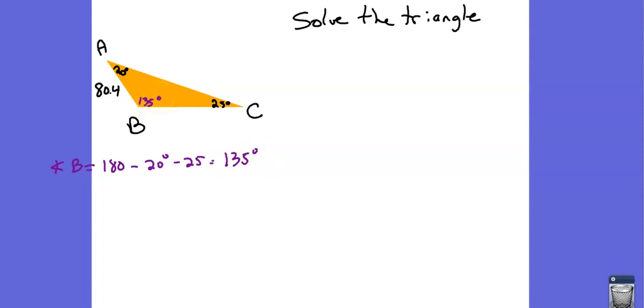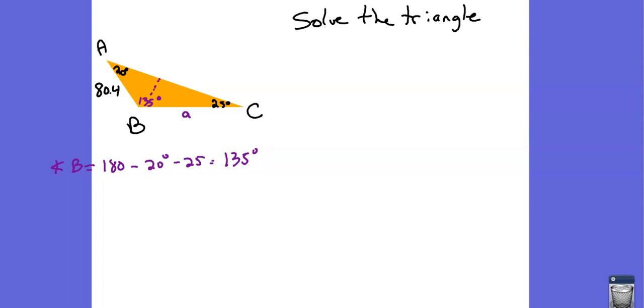All right. So, and again, even if I don't draw it to scale, keep in mind 135 degrees is the biggest angle, so opposite of that should be the biggest side. And then opposite 25 degrees, angle C, should be 80.4, and then opposite angle A, 20 degrees, side A should be the smallest side, because it's the smallest angle. So, all right, with that in mind, now, how do I use the law of sines?